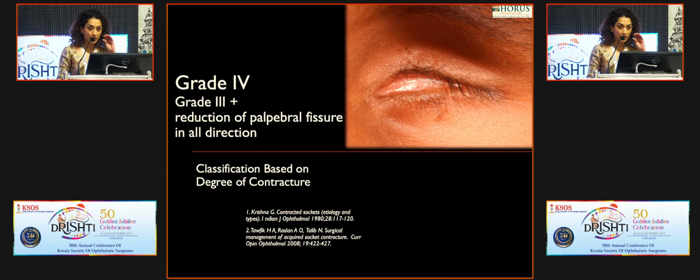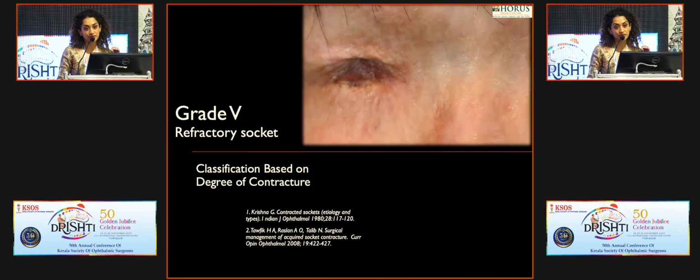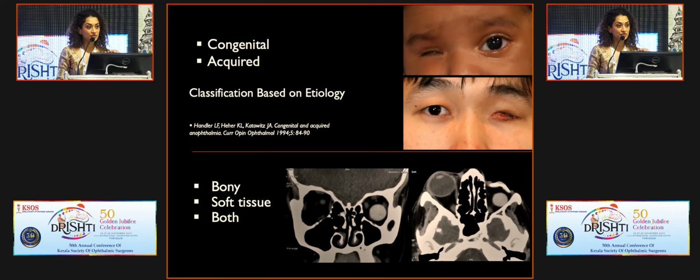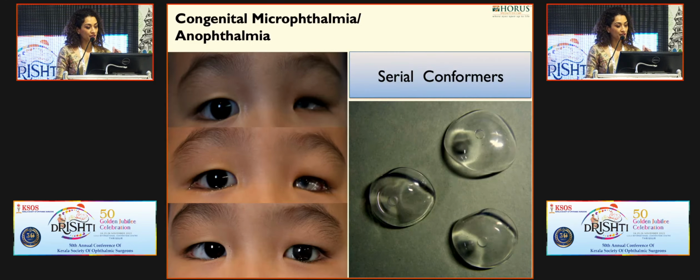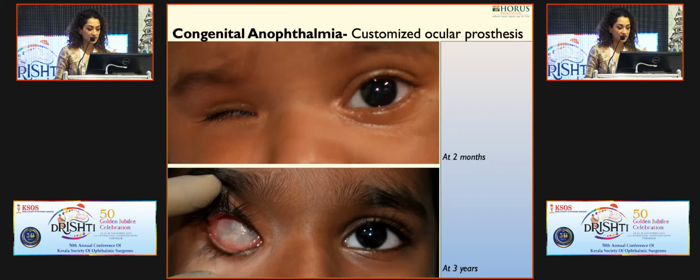Now this is where the palpebral fissure has completely closed. Grade 5 is a refractory socket, okay? Now another classification is congenital and acquired. You can have bony contraction, soft tissue contraction and both contractions. Now going on to management, if there is congenital microphthalmia or anophthalmia, you can give serial conformers as in this case, and finally a customized oculoprosthesis.